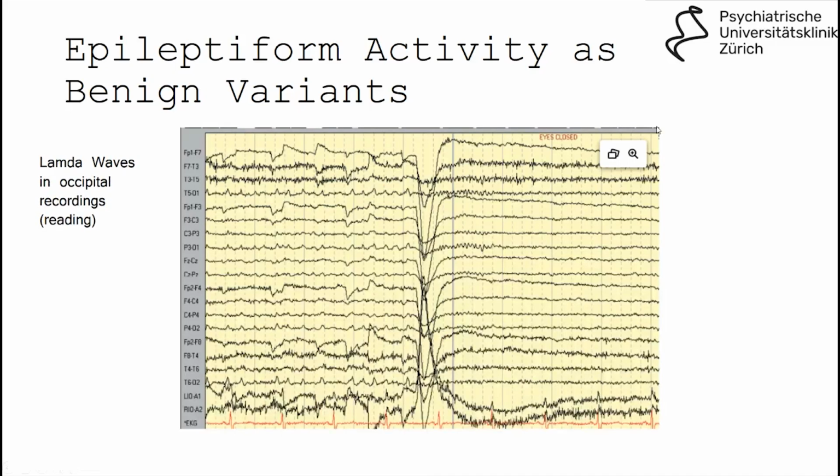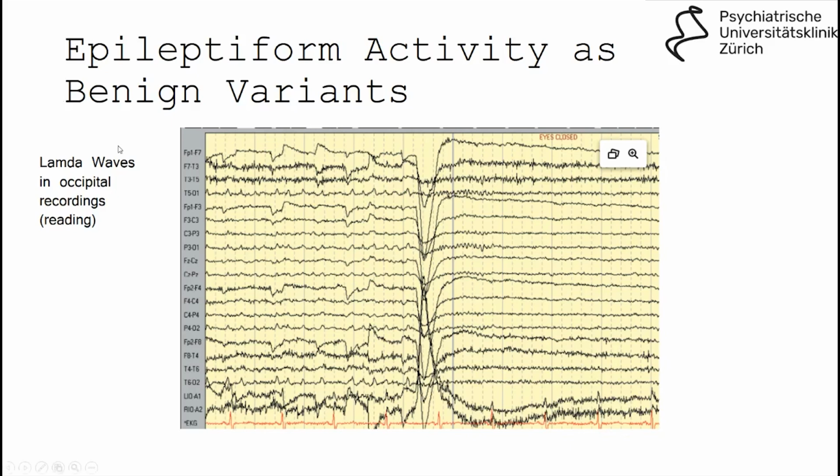So let's continue to the next one. What is important is that there are some kinds of epileptiform activities which are not clearly indicative of epilepsy. They are called the benign variants. That means you can find those patterns, but they are not necessarily present in pictures of an epilepsy going on. And here's the first example.